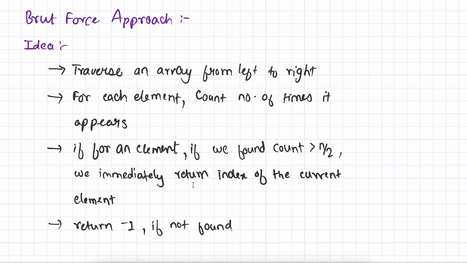The idea of the brute force approach is pretty simple. We have to traverse the array from left to right, and for each element we have to count the number of times that element appears in the given array. And if for an element we find that it appears greater than n by 2 times, we immediately return the index of that current element. And if we do not find any element, then we simply return -1. So this is the basic idea of the brute force approach.